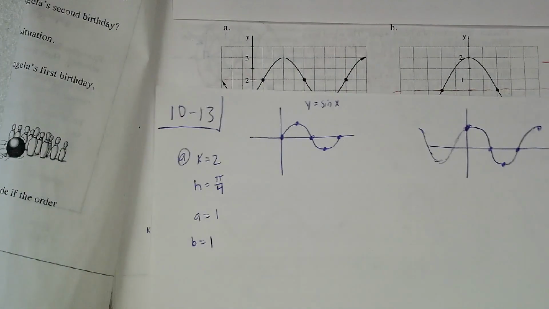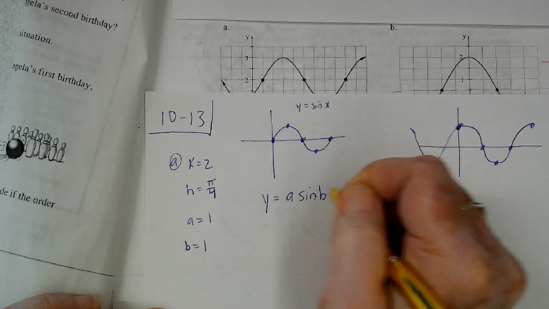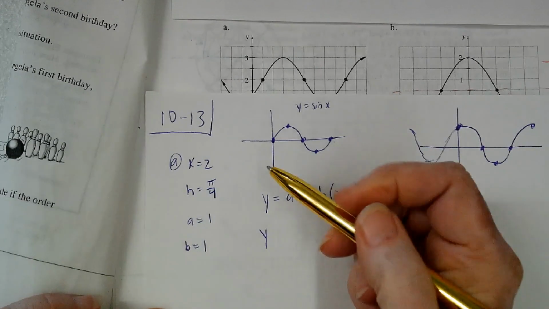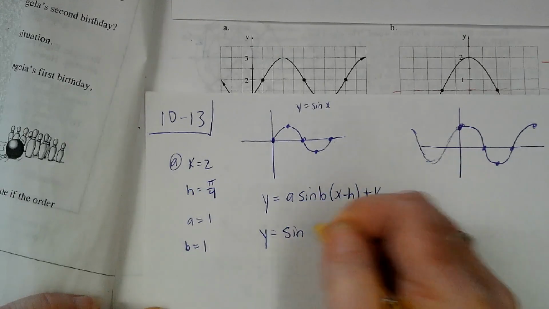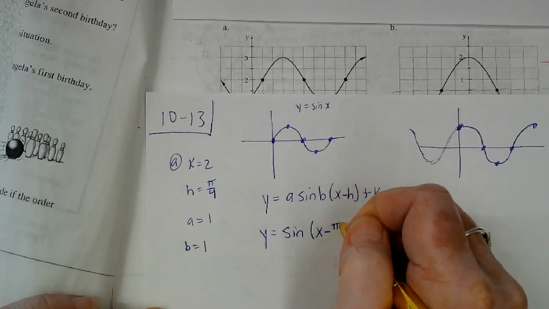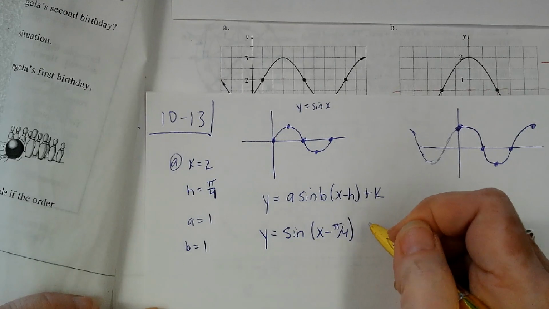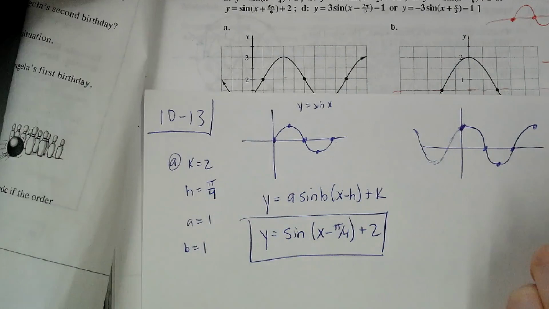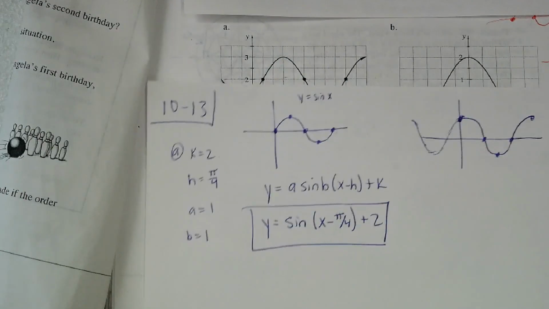If I put these all together, I'm going to have y equals A sine B(x minus H) plus K. We said A was 1, so I'm not going to write the 1. And B was 1, so I'm not going to write that. And I'm going to go x minus H plus K. I said K was 2. Check that. Yeah, and there's lots of ways to write it. Okay, so that was letter A.